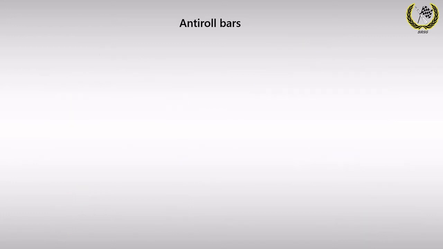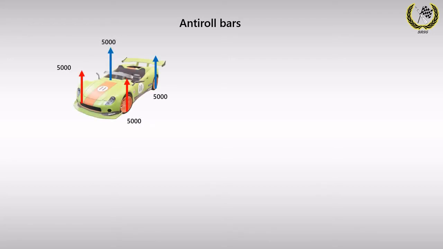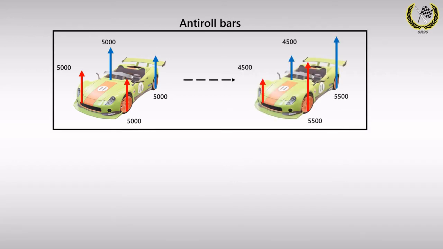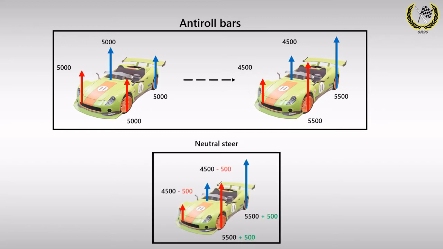Now, let's look at this concept with some numbers. Assume you have a car with 50-50 load distribution with 5000 newtons on each wheel. When the body rolls into a corner without an anti-roll bar, let's assume 500 newtons from each inner tire gets transferred to the outer tires. Now, let's add anti-roll bars of equal stiffness to the front and rear of the car. Let's assume this removes an additional 500 newtons from each inner tire and sends it to its corresponding outer tire.